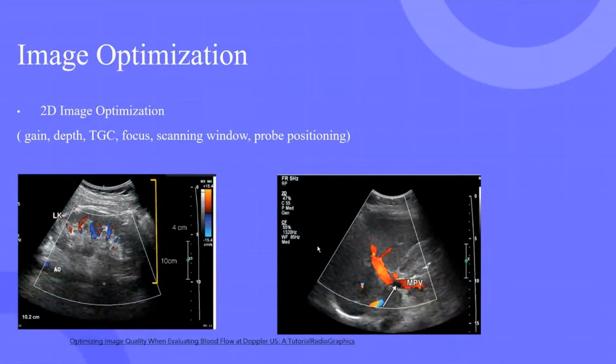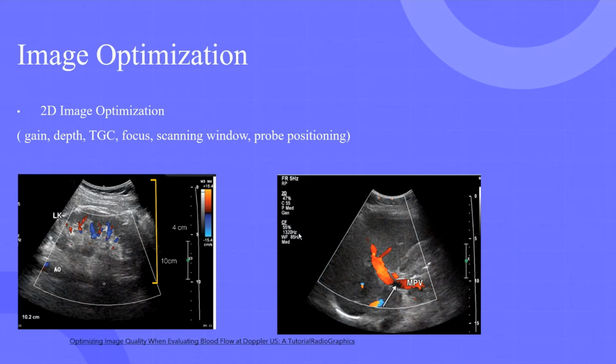Next, I'll talk about image optimization. First is 2D image optimization. Ensure the 2D image is clear and well adjusted before adding the ultrasound Doppler, as a poor 2D image will result in poor Doppler imaging. So the gain, depth, TGC, focus, scanning window, and positioning all need to be optimized.